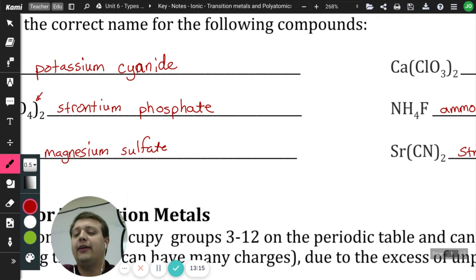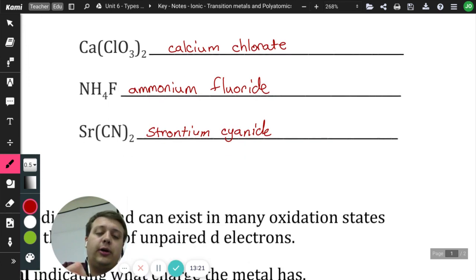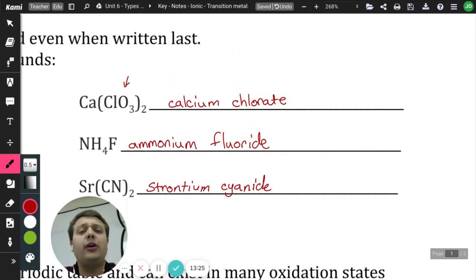Over here, I've got calcium and I've got (ClO3)2. So I know that this ClO3 is going to be my polyatomic ion. Since I know it's a polyatomic ion, I can think about that. I've got a chlorine with 3 oxygens. Chlorine with 3 oxygens is chlorate. So then I would write out my name. I've got calcium and it's bonded to a chlorate. So this would be calcium chlorate.